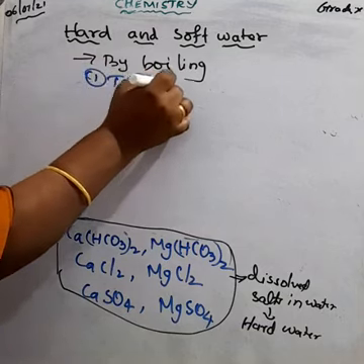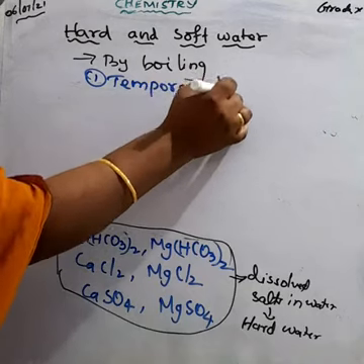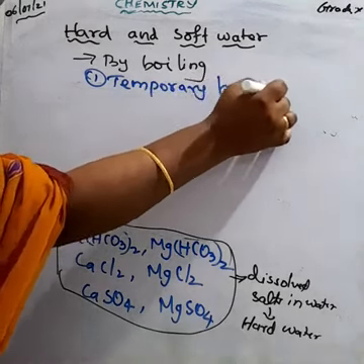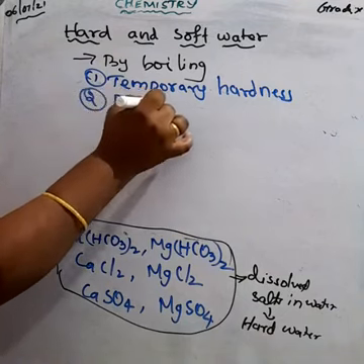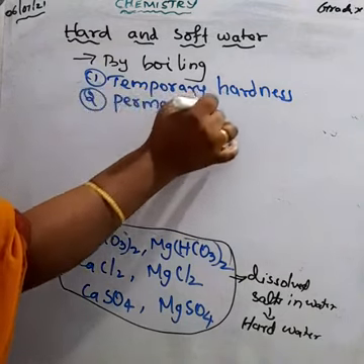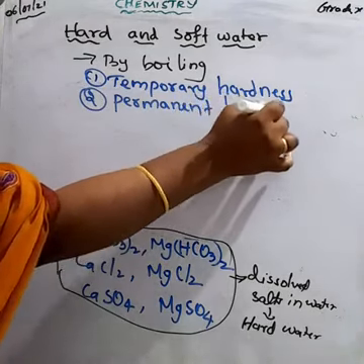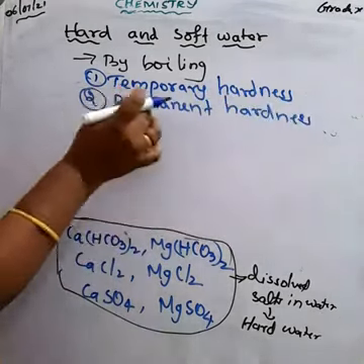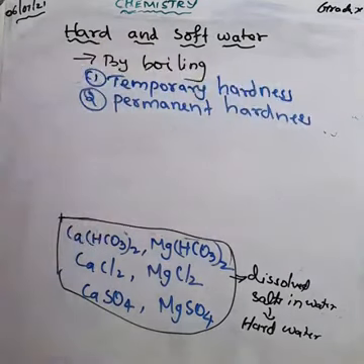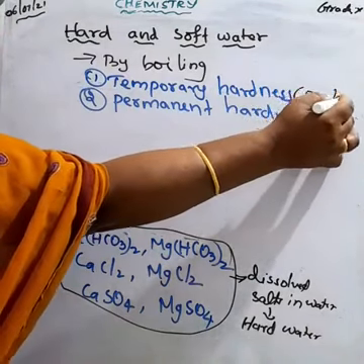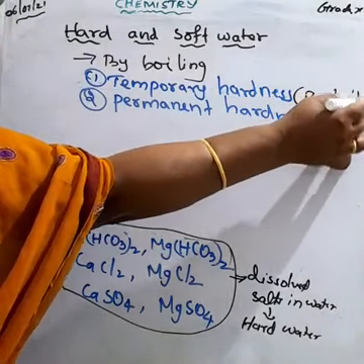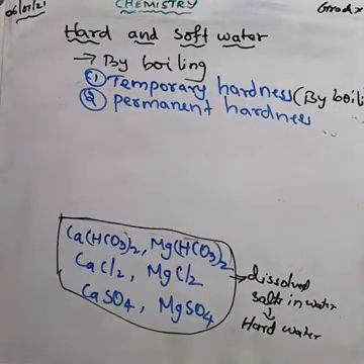And the second one, permanent hardness. Temporary hardness means we can easily remove it. Permanent means we cannot easily remove the hardness. Because it is permanent, we should use a separate method to remove this permanent hardness.